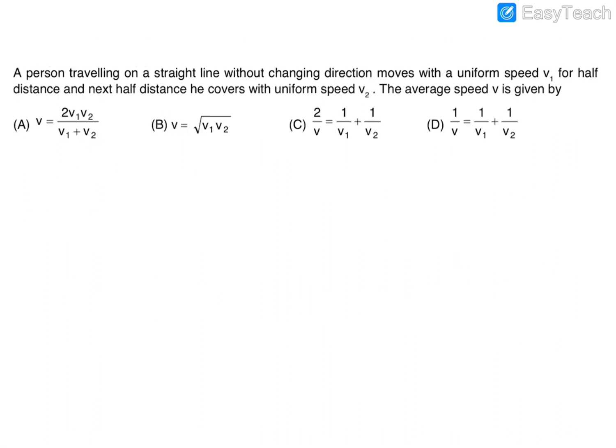In this question you can see that a person is traveling on a straight line without changing direction, and it moves with a speed v1 for half of the distance, and for the next half of the distance it moves with the speed v2. Then the average speed, we have already discussed this problem, would be 2v1 v2 upon v1 plus v2. So the correct answer would be A.